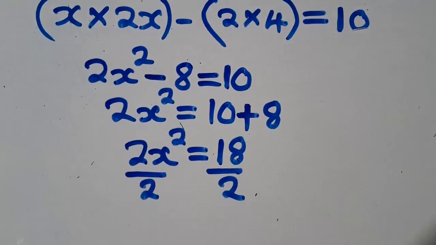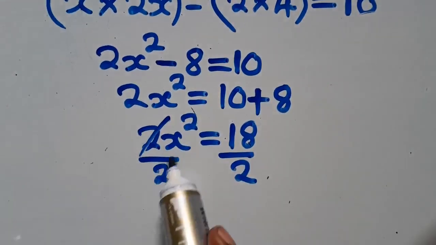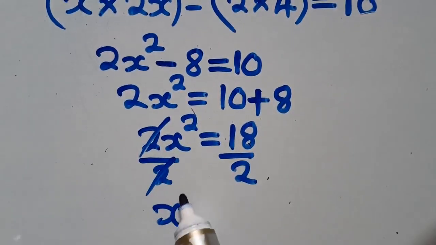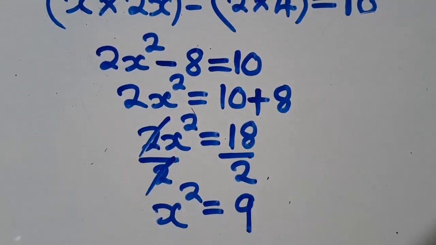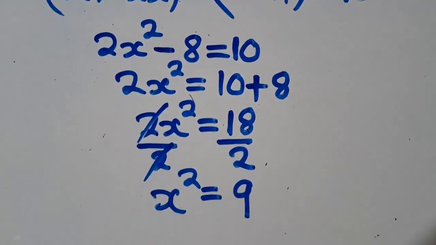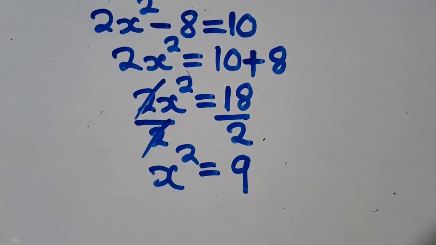From there, what are you supposed to do next? This cancels, so you remain with x squared is equal to 18 divided by 2, which is 9. If you remember the question very well, you were not told to find x squared. You were told to find just x.